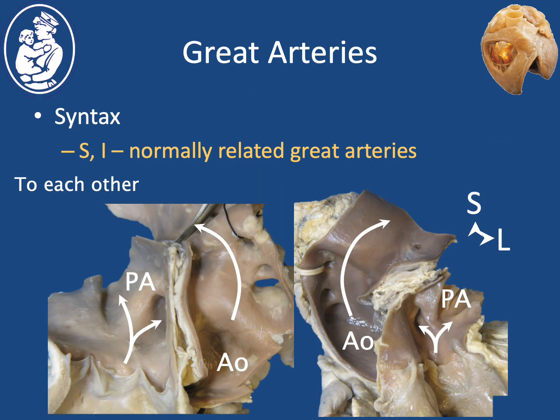So, the syntax for describing the great arteries in the set notation is S or I for normally related great arteries, S for Situs, I for inversus normally related great arteries. In order to be S or I in the third position, the great arteries must be normally related to each other, as we see in this pair of heart specimens with Situs great arteries in the right panel, inversus great arteries in the left panel.